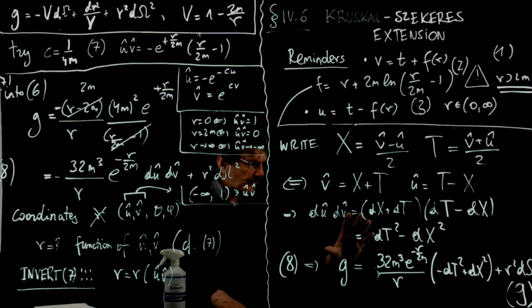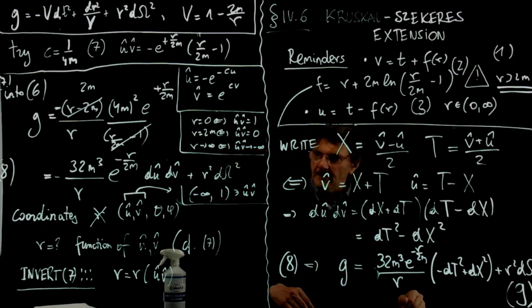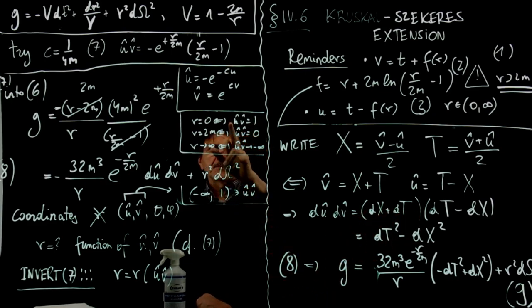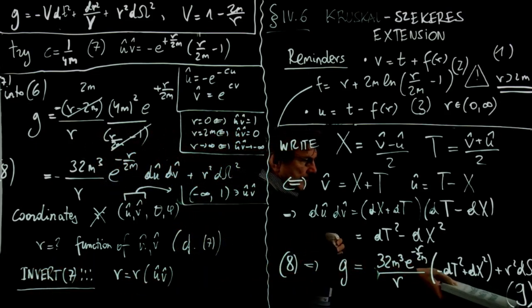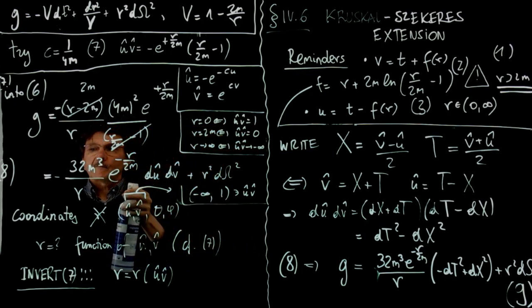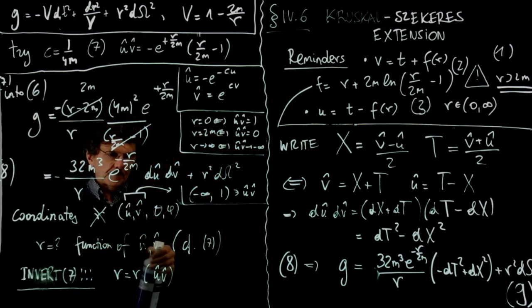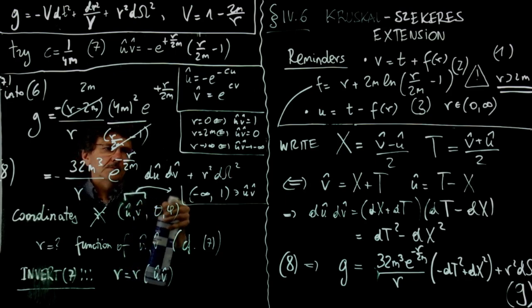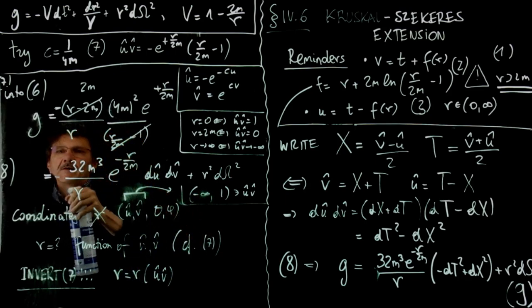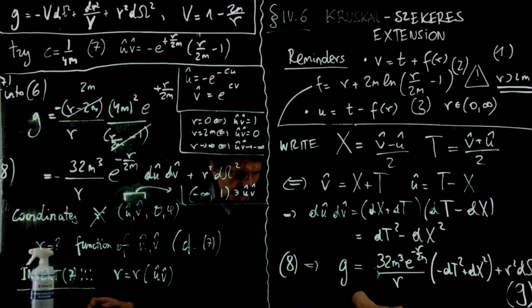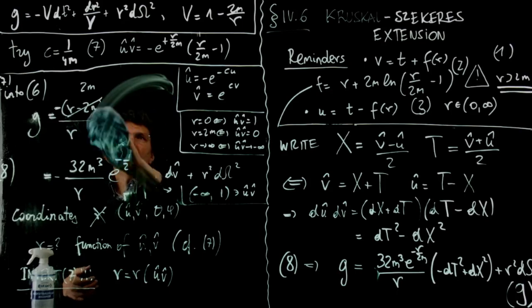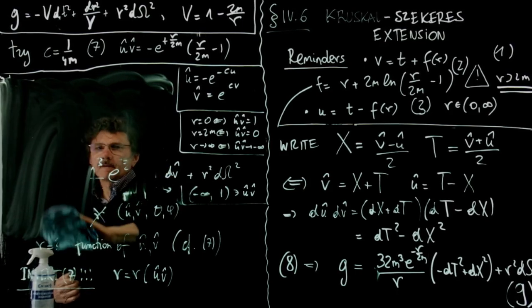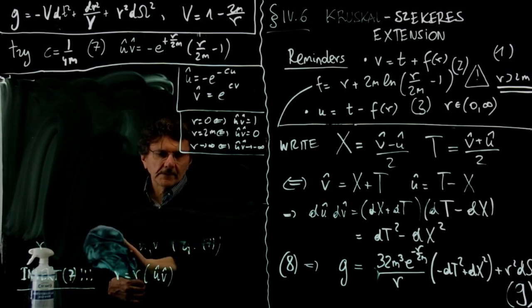Now, let's try to understand, to make a picture here. In particular, we want to understand these ranges of variables. So for this, I'm going to draw a picture, and let's try to see what is the set on which these coordinates are defined.